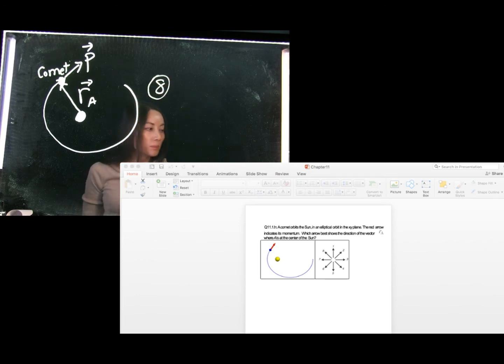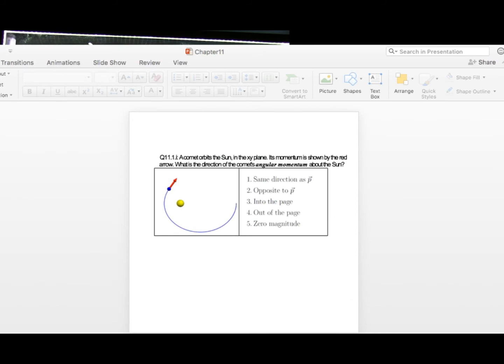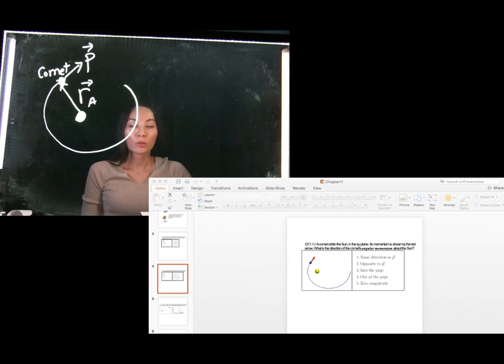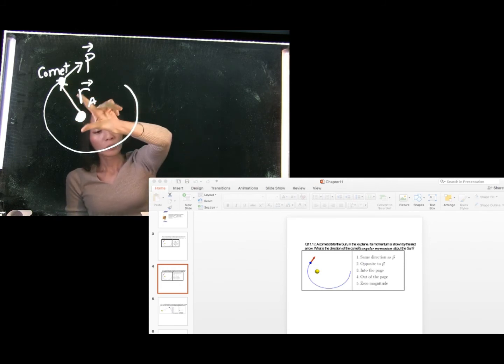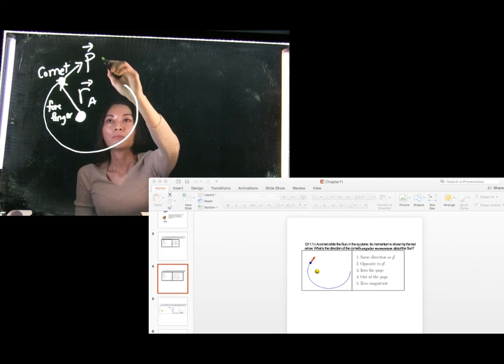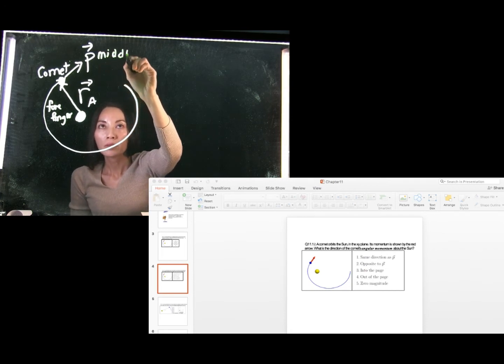That's your right answer. So coming back to the same example, we have again the comet orbiting the sun. What is the direction now of the translational angular momentum, knowing the directions of the position vector and that of the momentum vector? We can use the right hand rule again, where R is my forefinger, and the direction of P is my middle finger.